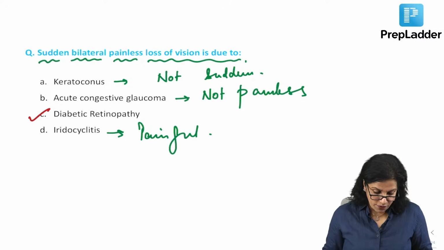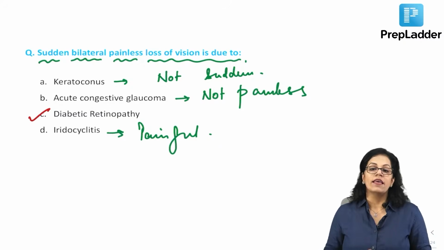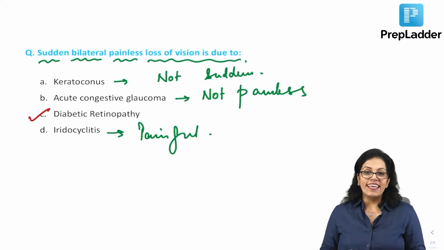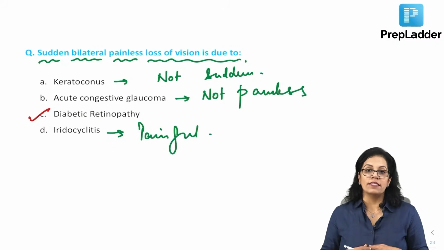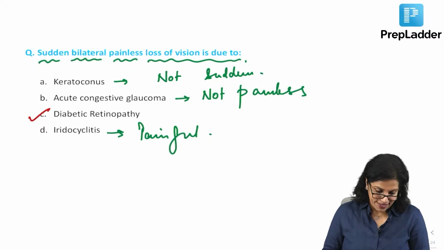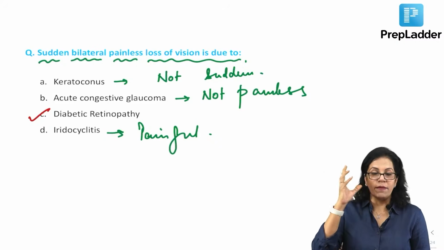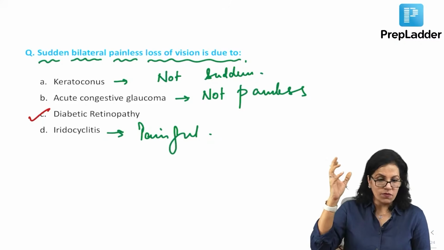So, best among the four, sky, is diabetic retinopathy, but yes, generally it is only in an advanced case, when there is a sudden vitreous hemorrhage, that you can get a sudden painless loss of vision. So, my mind goes more towards an advanced stage with vitreous hemorrhage.